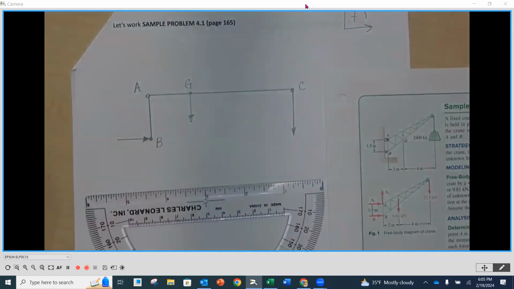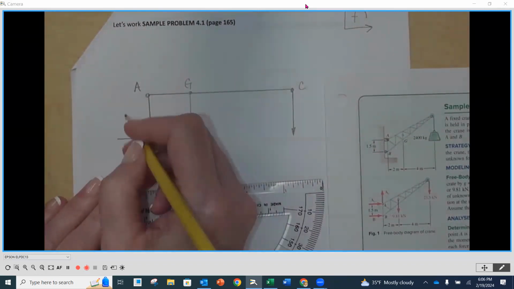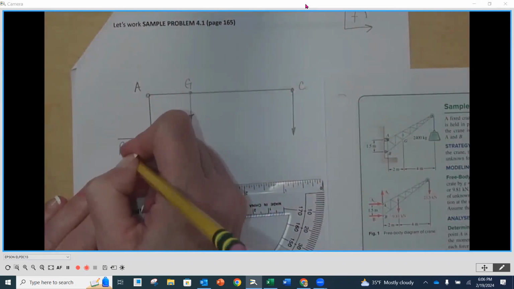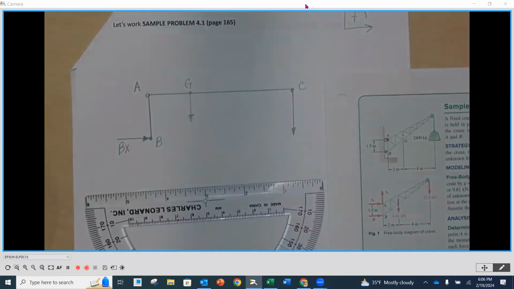Now, if you chose going to the left, don't worry. Our math will tell us later on if it was right. I'm kind of talking it through, but maybe it's not correct. And we're going to call that Bx, because it's a horizontal force at B.